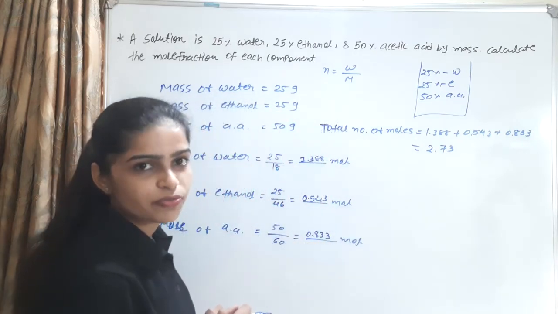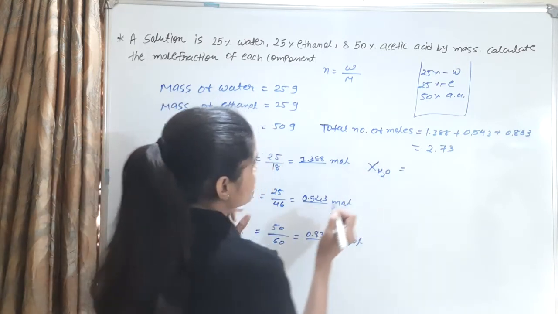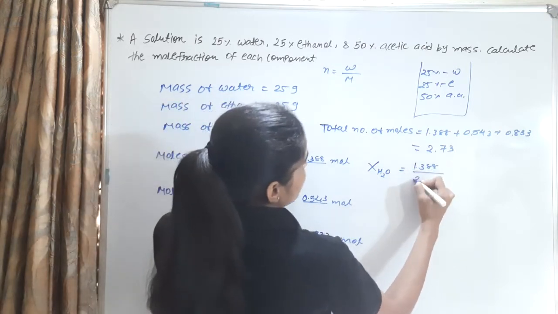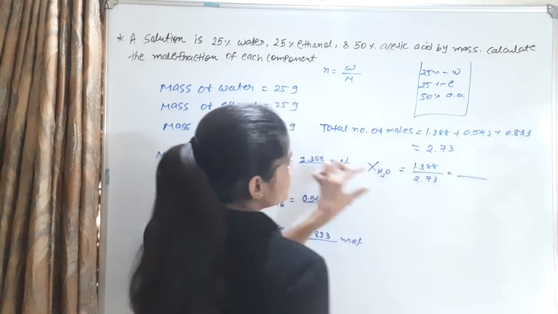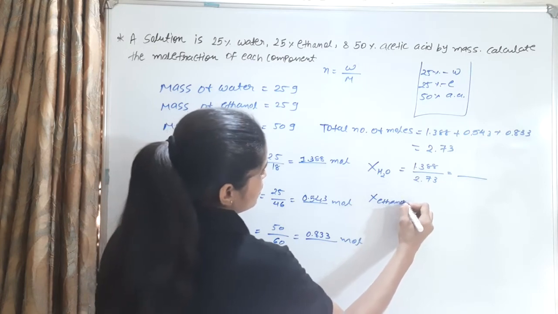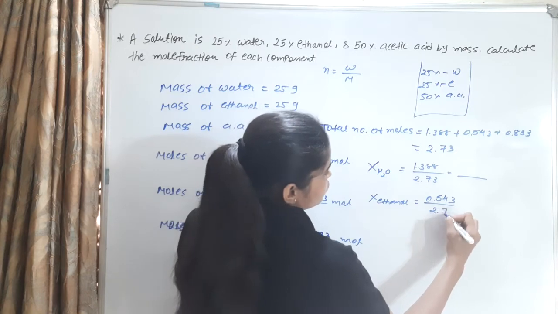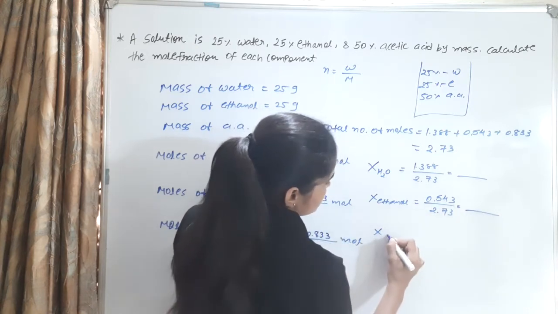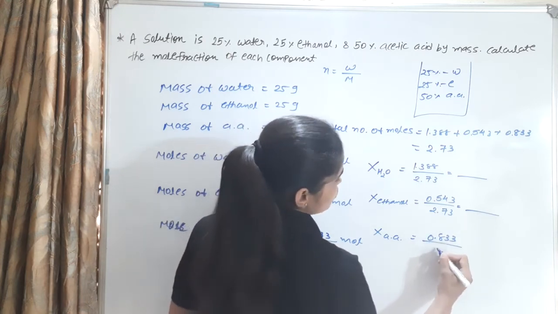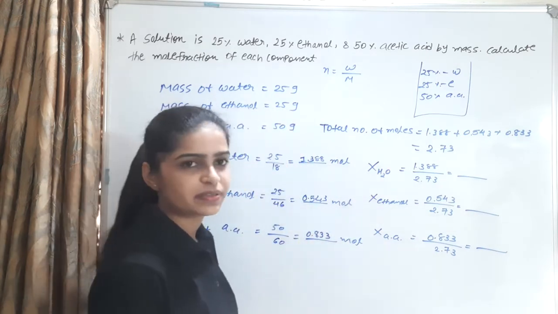Then find out the mole fraction. First the mole fraction of water is equal to the number of moles of water, that is 1.388, divided by 2.73. This is the mole fraction of H2O. Then the mole fraction of ethanol, its number of moles is 0.543 divided by 2.73. And next, the mole fraction of acetic acid is equal to the number of moles of acetic acid divided by the total number of moles. This gives each component's mole fraction.